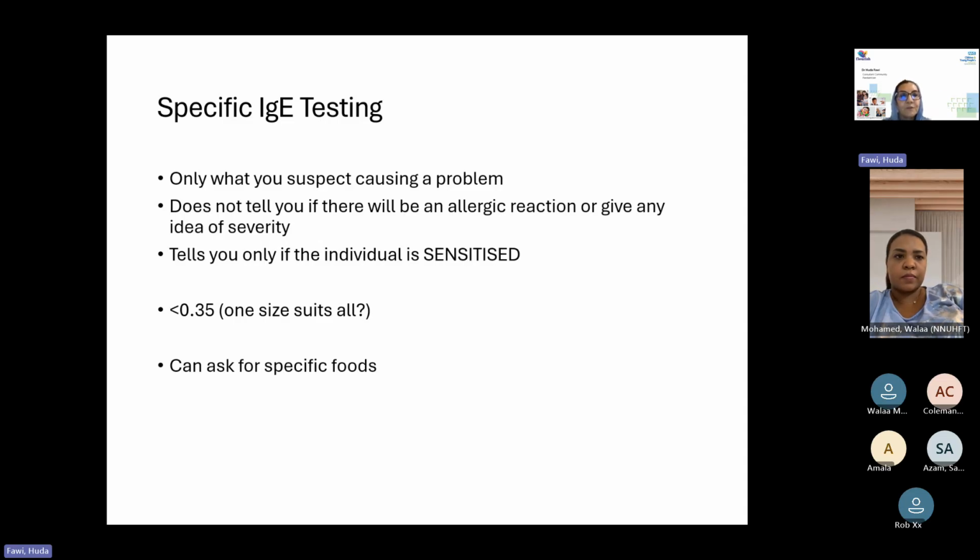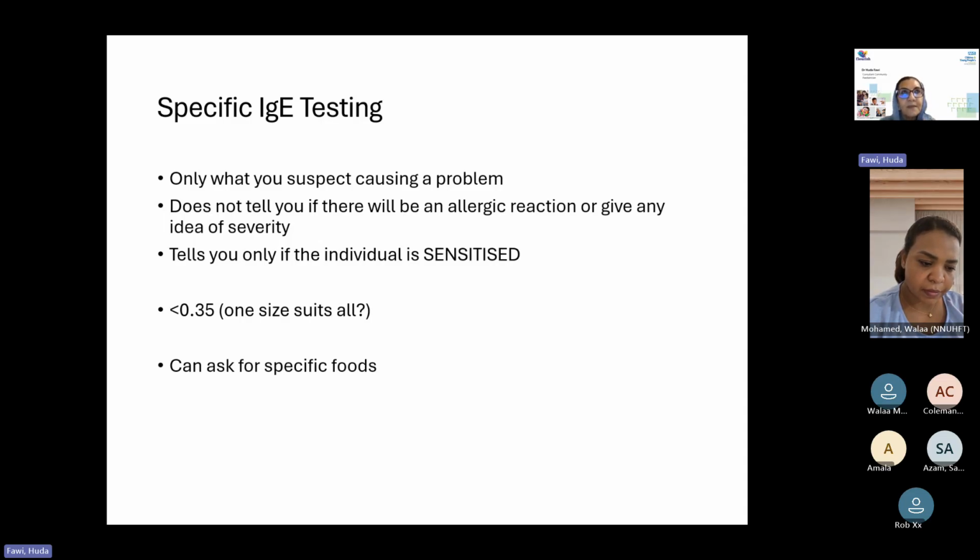Is the child able to tolerate egg in a cooked form, in the form of cake? So hence continue on the very well cooked egg, which is your cakes, your biscuits and so on, and then move on to an egg ladder. All these guidelines are available on the Basaki. What I'm saying is just giving you a flavor of what specific IgE testing is. You need to be specific. One size does not suit all, so you may have a one here or a two.